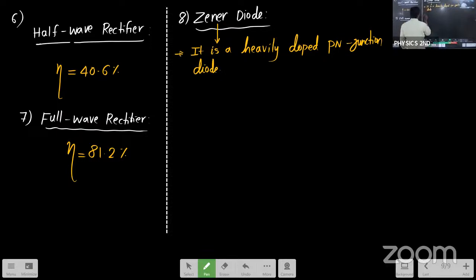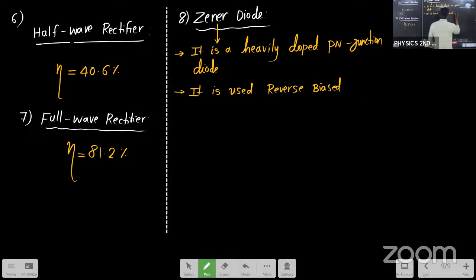In which bias will it be used? It is used in reverse bias condition. It is used in which type of bias, forward bias or reverse bias? In forward bias, it will just behave like a normal ordinary PN junction diode. But in case of reverse bias, it will give some other behavior. We'll be using this Zener diode in voltage regulators. So where will we be using this Zener diode?